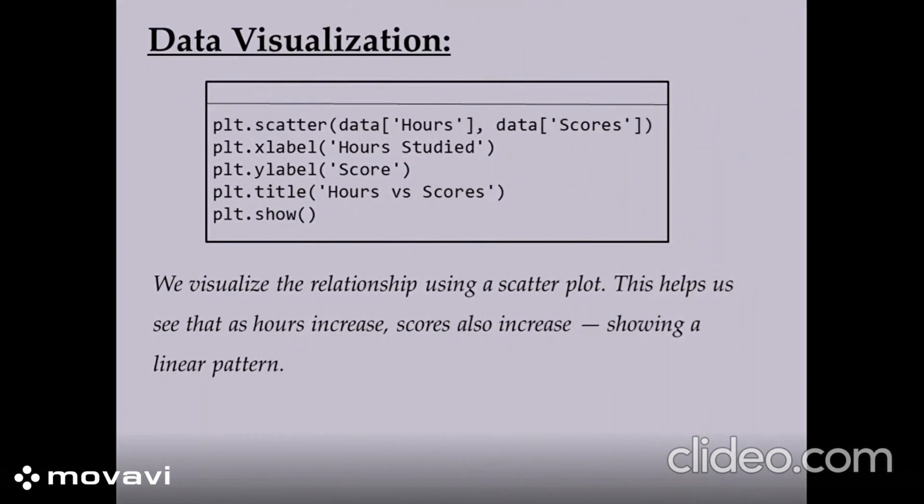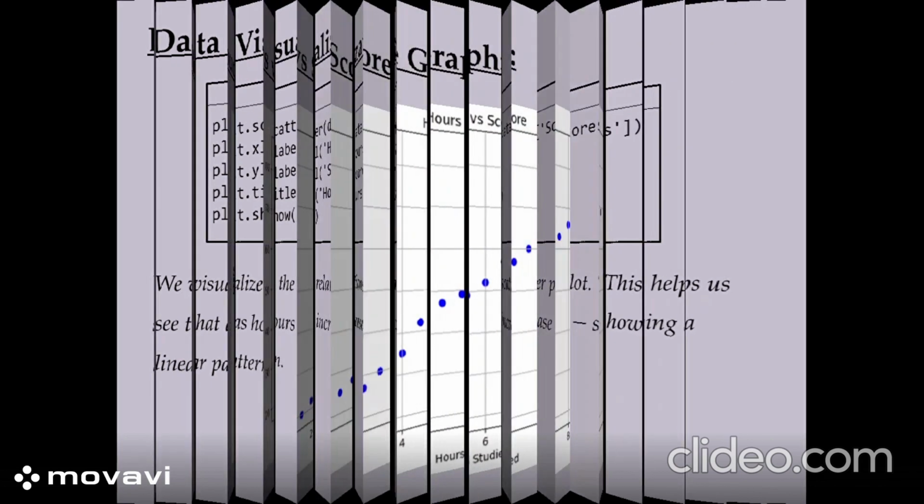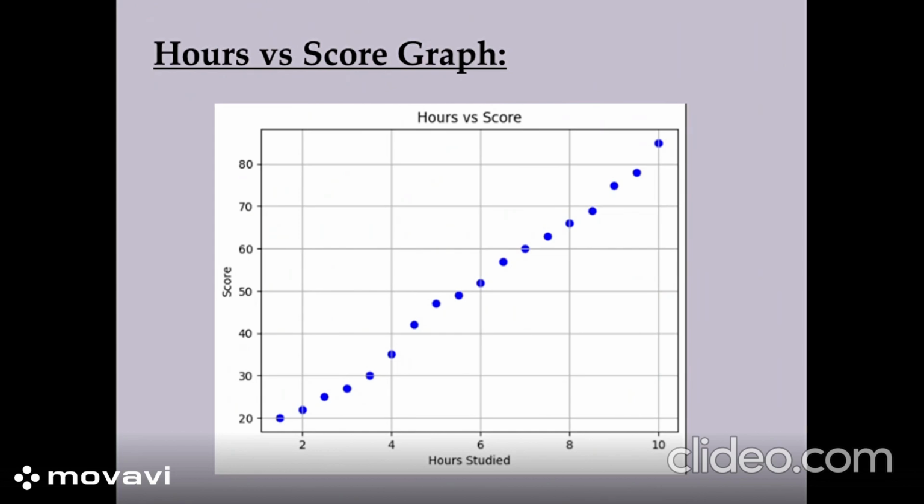Then we are going to visualize the data. I plotted the data on a scatter plot. On the x-axis we have study hours and on the y-axis we have scores. You can clearly see that more study hours usually mean higher scores. Each dot is one student. Notice how the dots form an upward trend. That's why linear regression fits well here.